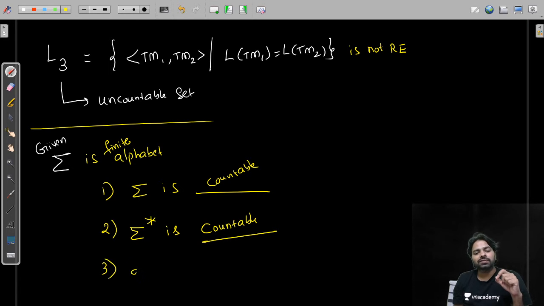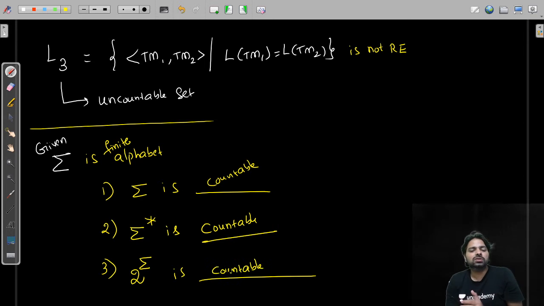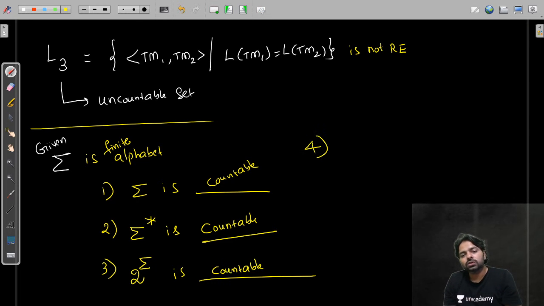And 3. If I say 2 power sigma is also countable. Why? Because sigma is countable, so power set of sigma is also countable. But 4th, 2 power sigma star means power set of sigma star. This is uncountable.